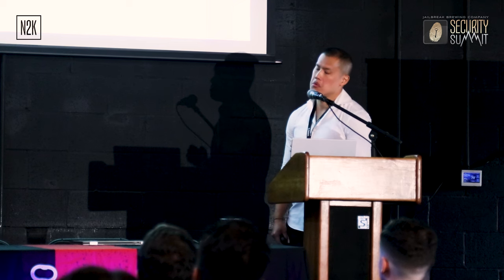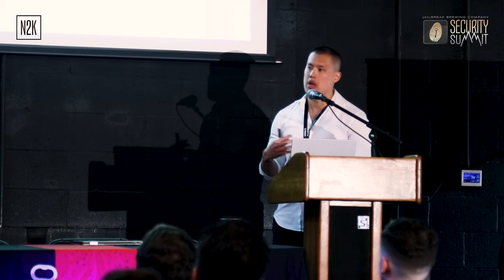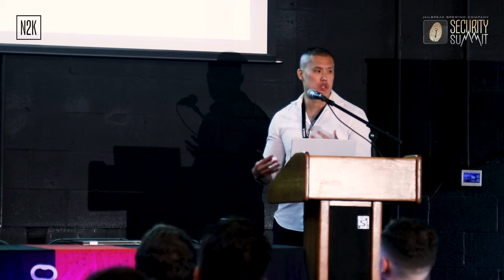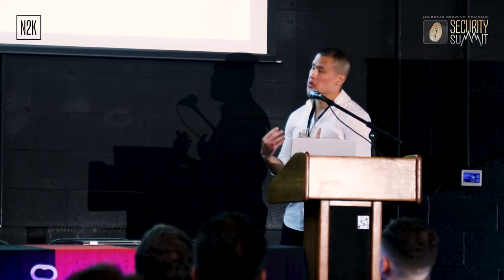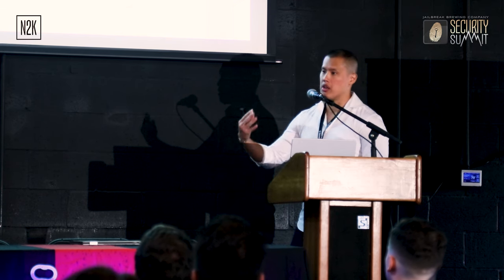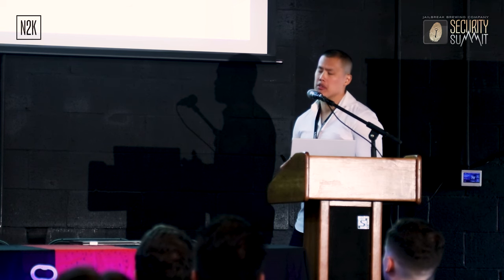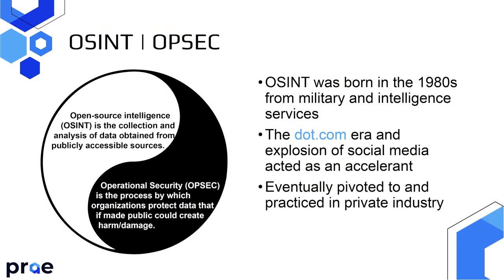At the time, too, journalists were very quick and very accurate in the information that they were reporting. The military and intelligence services quickly realized that this was a valuable source of intelligence. And so, like all things, they gave it an acronym. They called it OSINT. But the thing with OSINT, too, is there's a very mutually symbiotic relationship with OPSEC. OSINT is really the collection and analysis of data from publicly accessible sources.